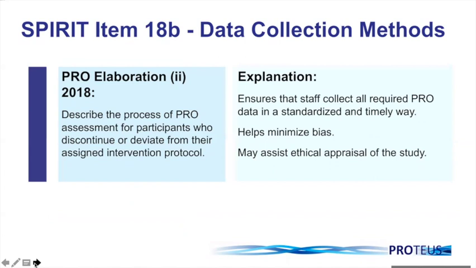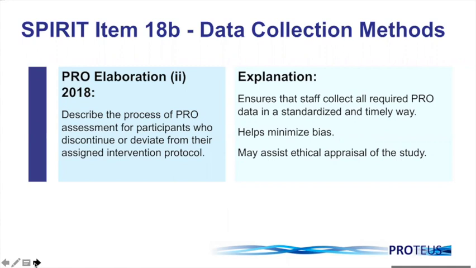So the second elaboration on Spirit item 18B is around the process of PRO assessment for participants who discontinue or deviate from their assigned intervention protocol. Now, it's a bit complicated here because we're using the word protocol here to mean just that little section of the trial protocol that talks about what is the treatment protocol. So we're talking specifically about when a patient is assigned to an intervention, what are the particular things, what are the doses, when are the doses to be had, and so forth.